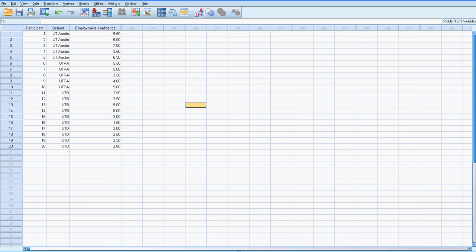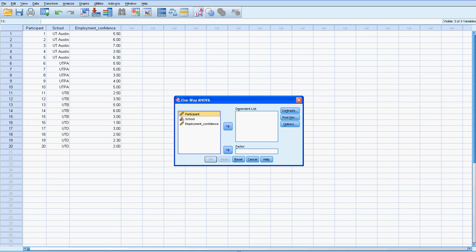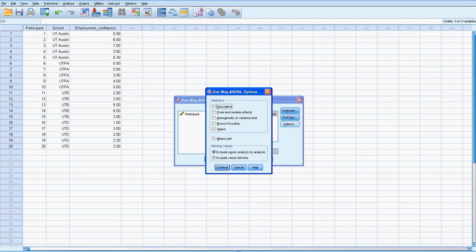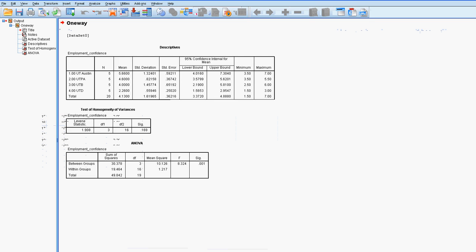We go to Analyze, Compare Means, One-way ANOVA. We enter in our potential explanatory variable or independent variable, school, as the factor. We enter our outcome variable or our dependent variable into the dependent list, and then we will want to select several options. We will want the descriptive statistics, and we'll want to investigate if we have a problem with the homogeneity of variance assumption through the homogeneity of variance test. We click continue, and then we run the analysis.